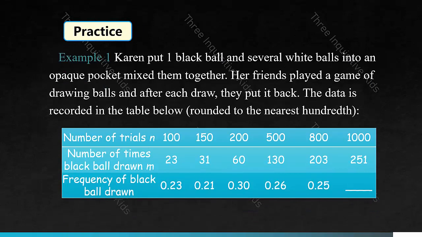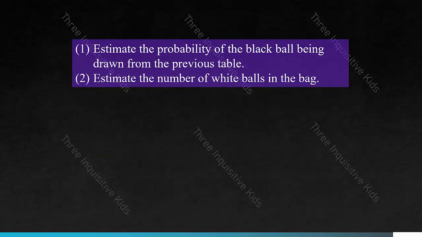Here's some practice. Karen put 1 black ball and several white balls into an opaque bucket and mixed them together. Her friends played a game of drawing balls, and after each draw they put it back. The data is recorded in the table below, and it's rounded to the nearest hundredth. Estimate the probability of the black ball being drawn from the previous table. Estimate the number of white balls in the bag. Feel free to go back to the video and look at that previous table.